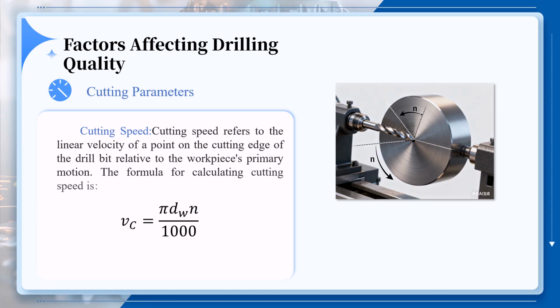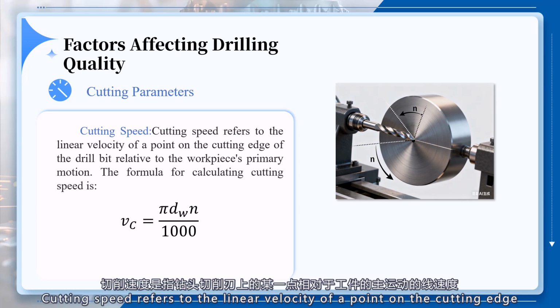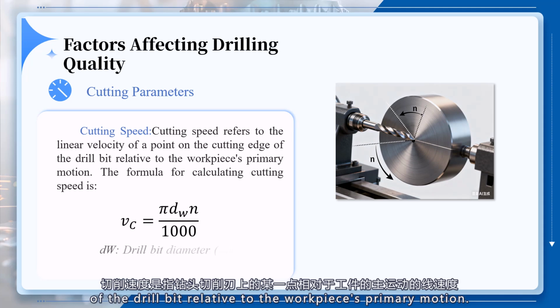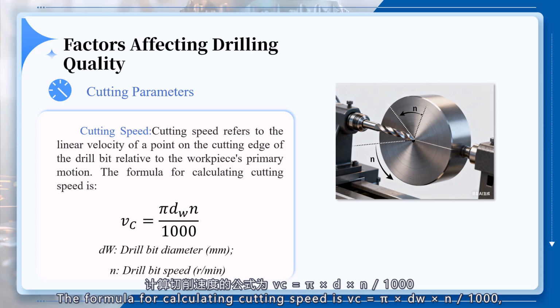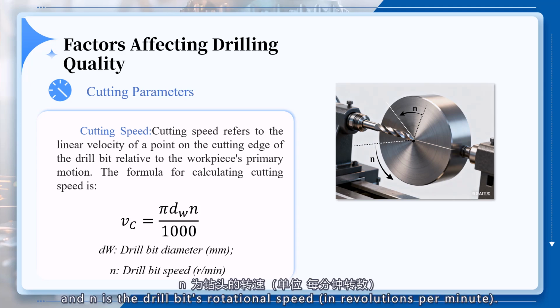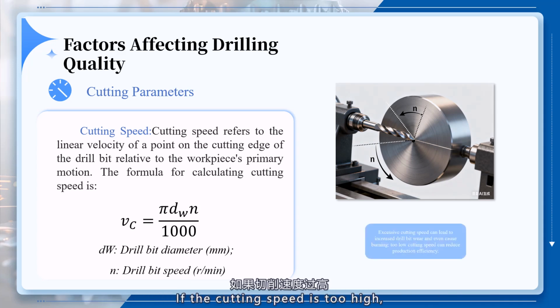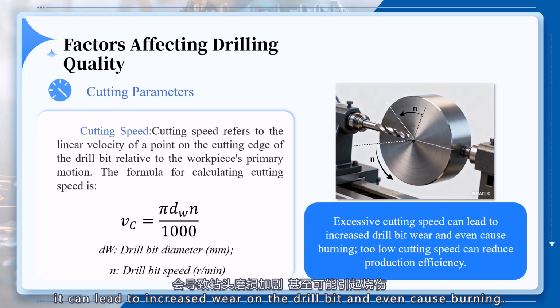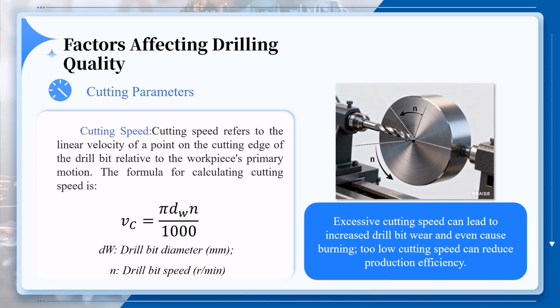Cutting speed. Cutting speed refers to the linear velocity of a point on the cutting edge of the drill bit relative to the workpiece's primary motion. The formula for calculating cutting speed is Vc equals pi times d times n divided by 1000, where d is the drill bit diameter in millimeters, and n is the drill bit's rotational speed in revolutions per minute. If the cutting speed is too high, it can lead to increased wear on the drill bit and even cause burning. Conversely, if the cutting speed is too low, it will reduce production efficiency.